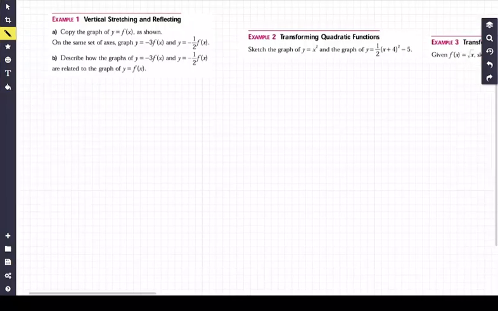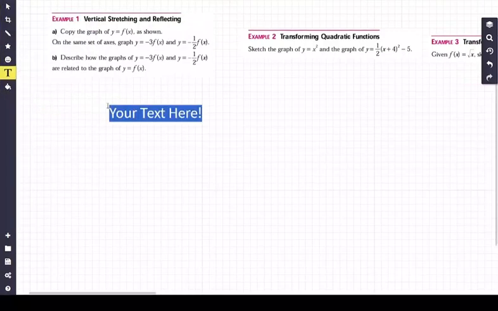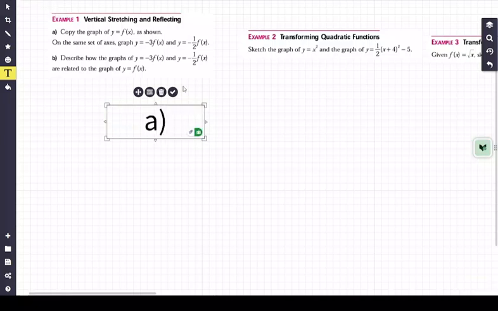For example, I'm going to get a text box, but on the test you're supposed to write: reflected about the y-axis, and then you're also going to write, well, the x-axis, sorry, because that's the y transformation, x-axis, and then vertically stretched by a factor of 3. That's what you're going to write for part A one. For A, this is -3 f of x, so it's reflected and then vertically stretched.